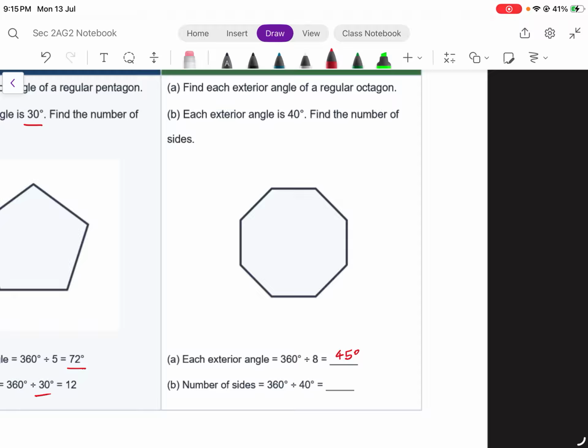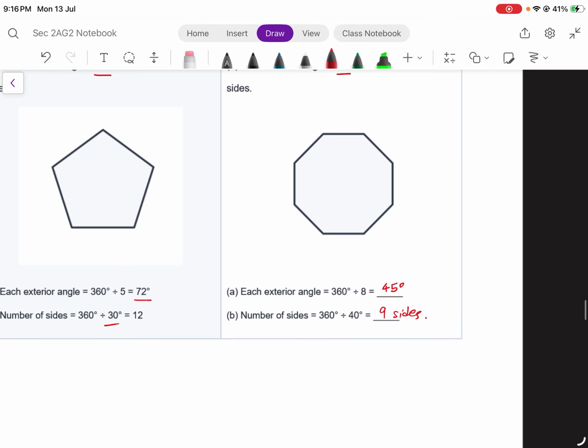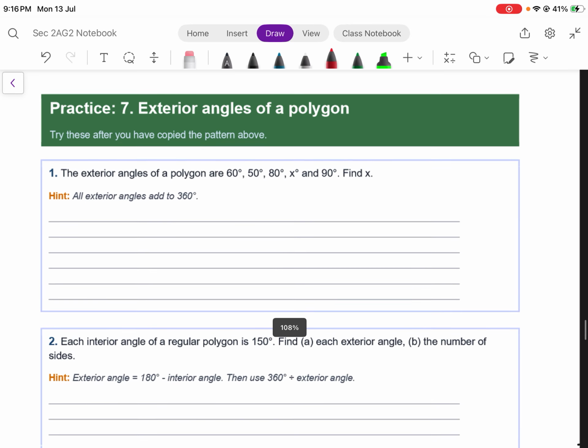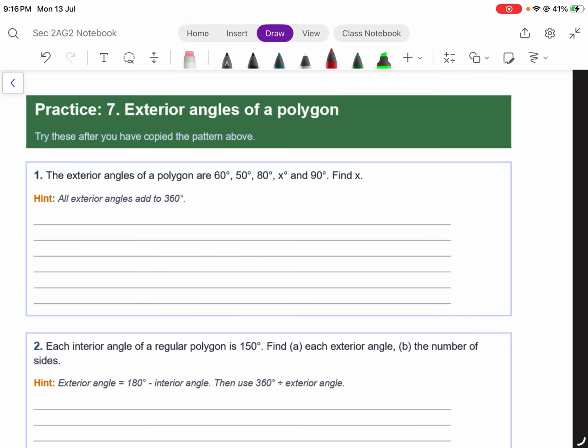The number of sides equals 360 divided by the exterior angle. This is the second question. If each exterior angle is 40 degrees, then 360 divided by 40 will be 9 sides. Quite simple, very easy. So pause here, try the questions on your own first, then unpause and take a look.